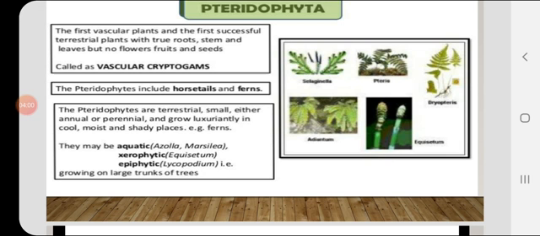Some of the pteridophytes may be aquatic. Examples for aquatic pteridophytes are Azolla and Marsilea. Some of the pteridophytes may be xerophytic. Xerophytic means the plants that grow in desert areas. Example for such type is Equisetum.